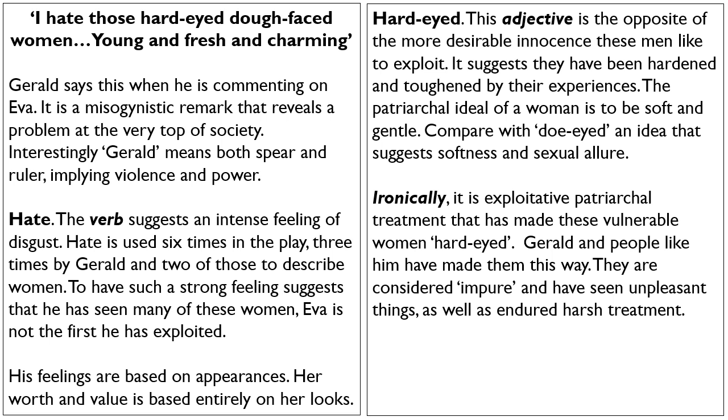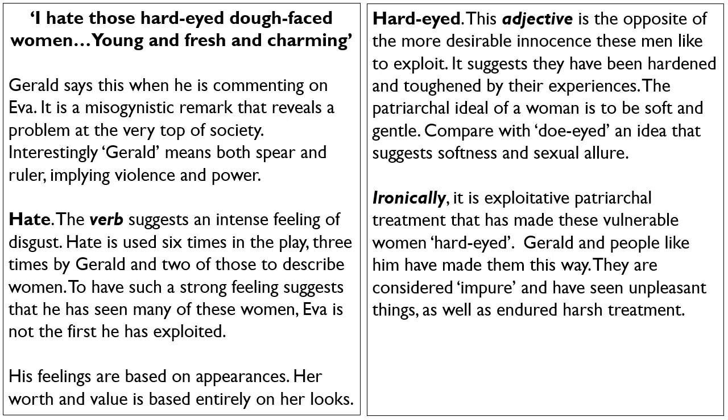attitudes towards society. He says hate, and this verb obviously suggests a really intense feeling of disgust and dislike. Hate's actually used 6 times in the play, and 3 of those times are by Gerald, and 2 of them are to describe women. These strong feelings about women, again, they're misogynistic. They represent some of the patriarchal attitudes that have been used to oppress women. And to have such strong feelings suggests that he's also seen many of these women, enough to form this judgment. Eva then is not the first woman he's exploited.